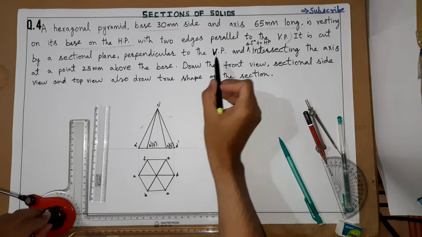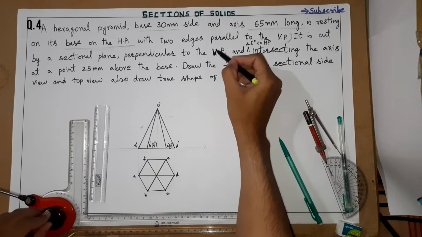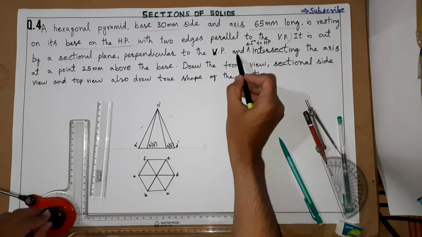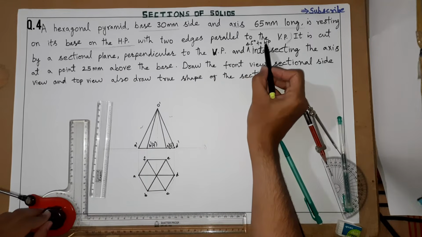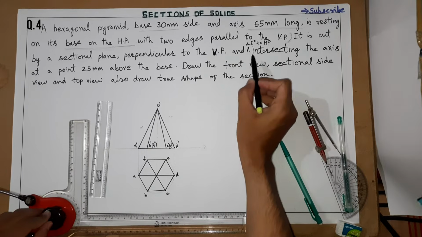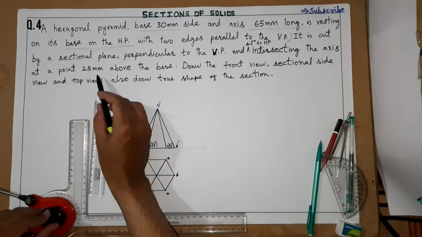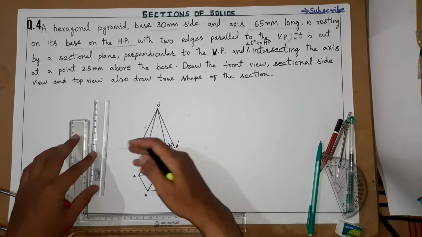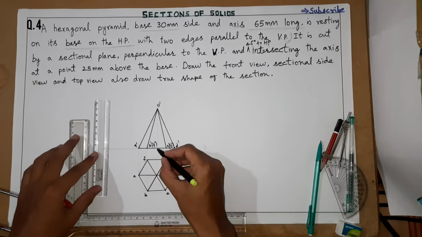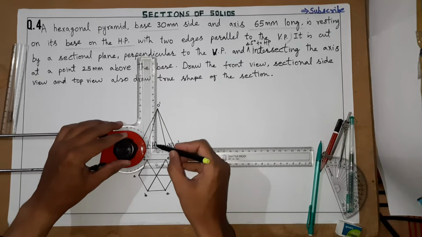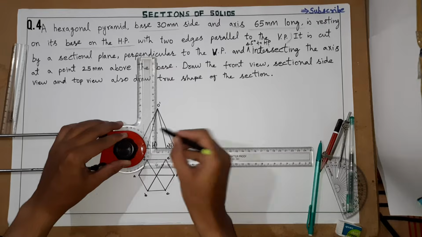So the section plane here, a small mistake I have corrected here. Once again we will see, the cutting plane is perpendicular to VP and it is inclined 45 degrees to HP. It is intersecting the axis at a point 25 mm above the base. So from the base you have to go 25 mm above. So here from the base 10, 20, 25 is the point.